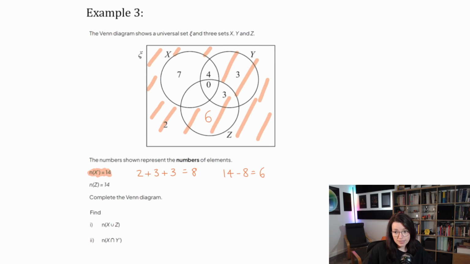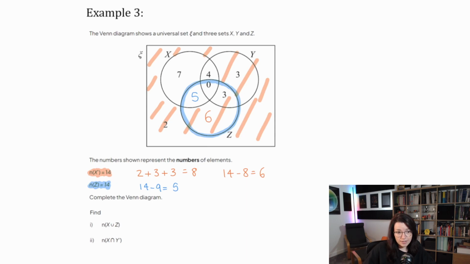Next piece of information tells us that the number of elements in set Z is also 14. So if we highlight the Z circle, we must have 14 elements in there. At the moment, there are only 9. So if we do 14, take away 9, we get 5. So that must mean that a 5 goes in that missing section there. And that is the completed Venn diagram done.